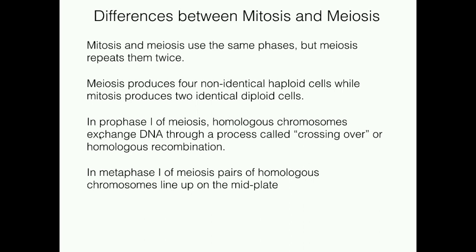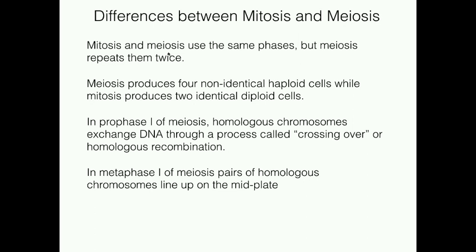The steps of mitosis and meiosis are similar, but there are a few differences. First off, while they use the same phases, prophase, metaphase, anaphase, and telophase, mitosis goes through this set once and done. They're one and done. Meiosis will actually go through these steps twice, with some slight variations between them.